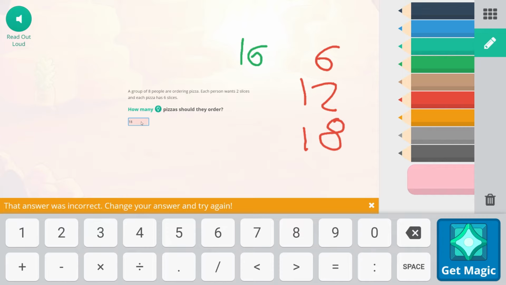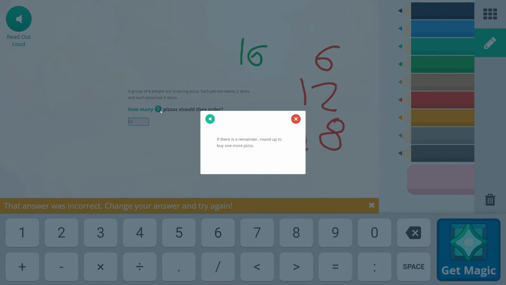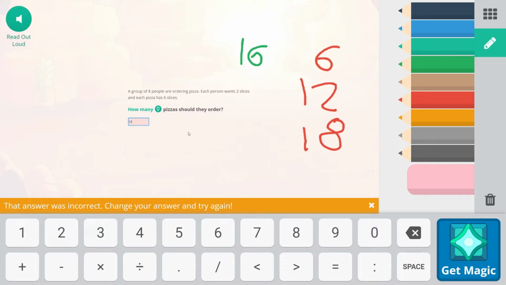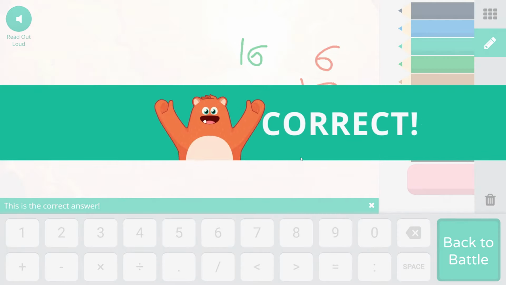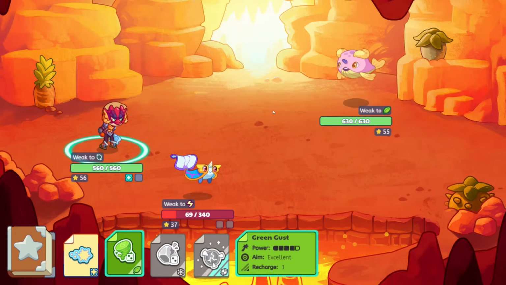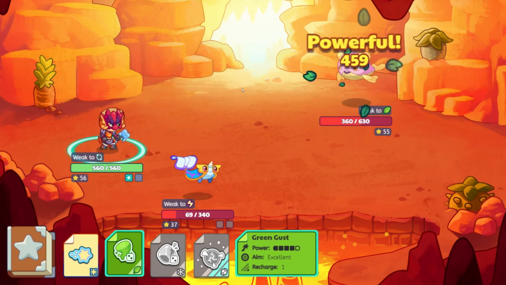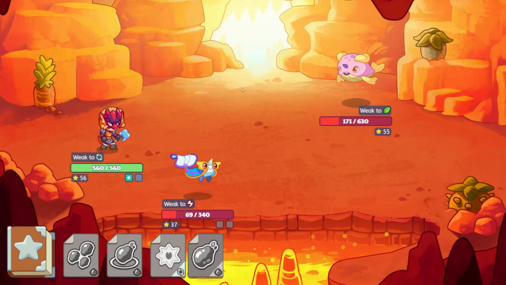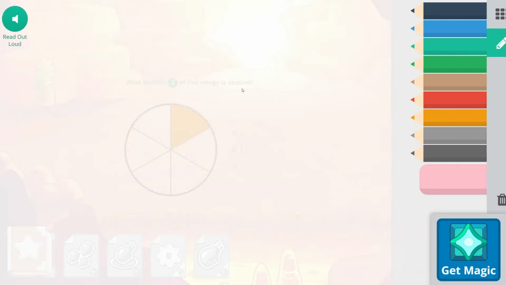So let's see. 8 people are ordering pizza. Each person wants 2 slices, so 16. Each pizza has, how many pizzas should they order? If there is a remain, oh, I put 18 instead of 3. Ha ha ha. Check the question to see what you're supposed to be doing. All right. Green Gust, there we go. Boom. We'll have some more fun experiences like that the higher we go with the math, so enjoy it.